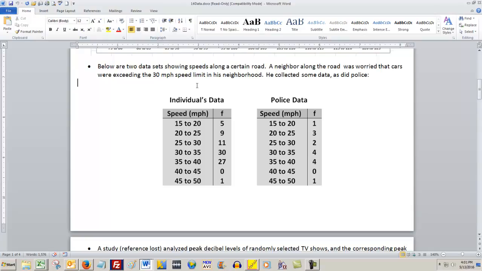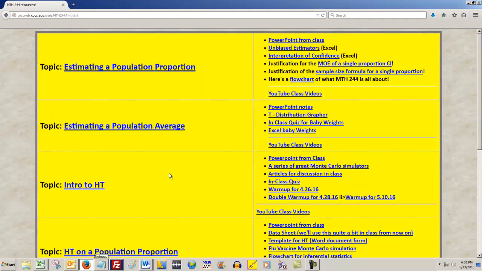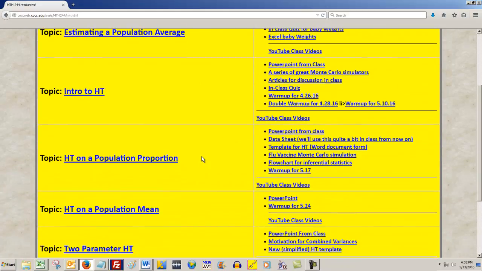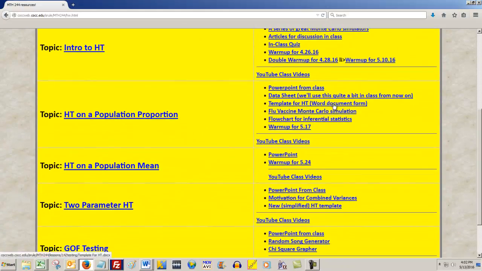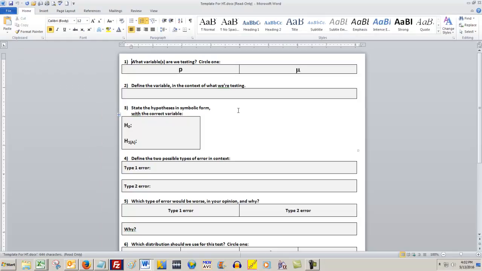The first thing I want to do to help this test is look at a template sheet. Now let's go back to your resources page. Sorry, this is a little bit scattered. I'm not used to doing all this on a computer. Usually I'm sitting in class with you all. There is going to be in the back here a template for hypothesis test. Let's crack that open. Okay, so this is a Word document.